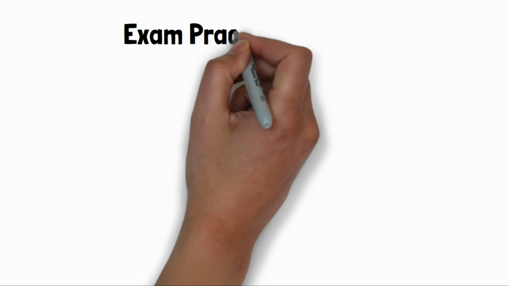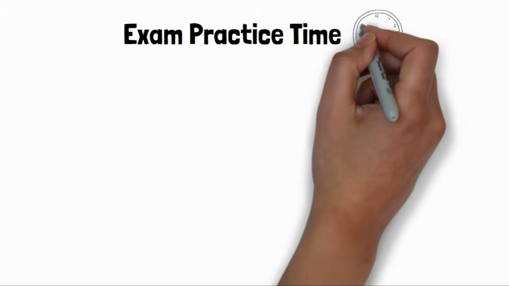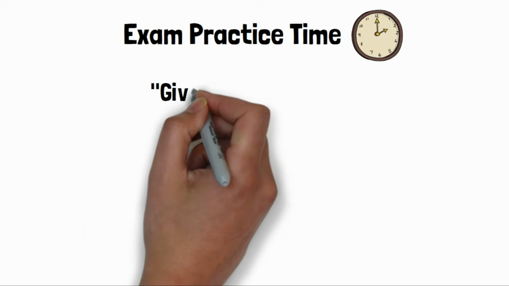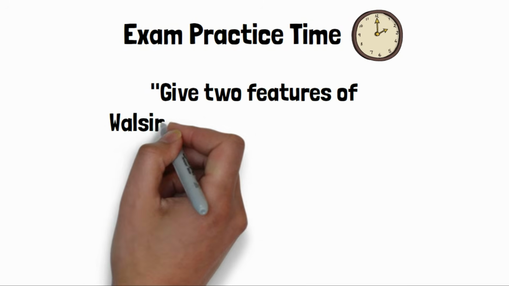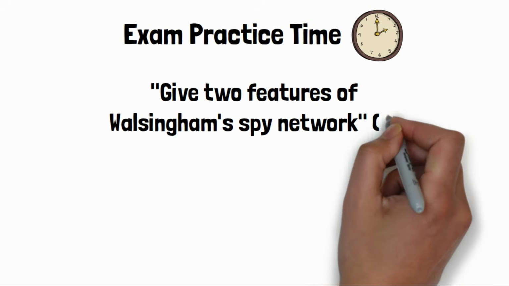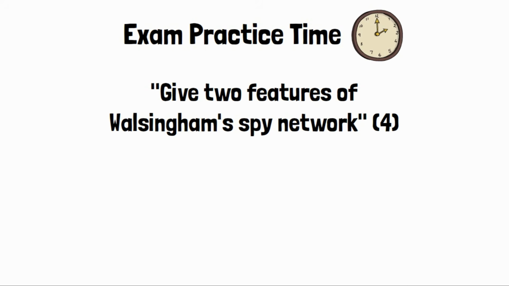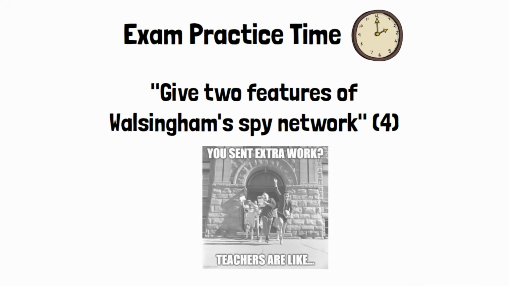Remember, Walsingham's importance is something that could come up as a question in your exam. So an example of what that might look like is a 4-mark question: give 2 features of Walsingham's spy network. Hopefully you can pick out 2 key things from today's video. Please send your answers to your own history teacher to mark. You will make them very happy.